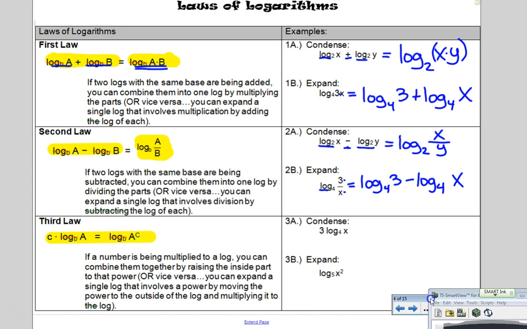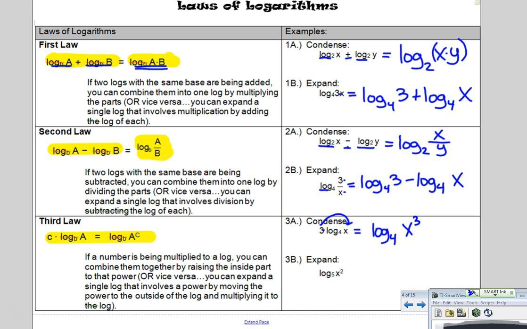Okay, and the last rule, the third rule, power rule. If you have a power on an exponent, it means you multiply. So for 3a, these 2 guys are being multiplied. So the 3 is being multiplied to the exponent. That means that originally that 3 was a power. So you have log base 4 of x, and you put the 3 back up here as the power.